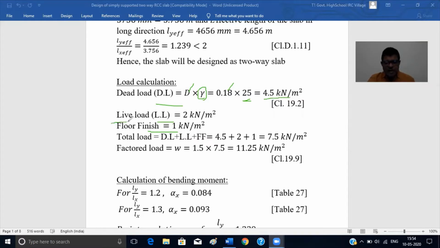If the floor finish is sometimes not given in the question, you can assume the floor finish. You can take 0.5 kilonewton per meter square, 0.75 kilonewton per meter square, 1 kilonewton per meter square. So you can choose any one of the values here and write it down if it is not given in the problem. Now total load comes out to be 7.5 kilonewton per meter square. Now what is the factored load?